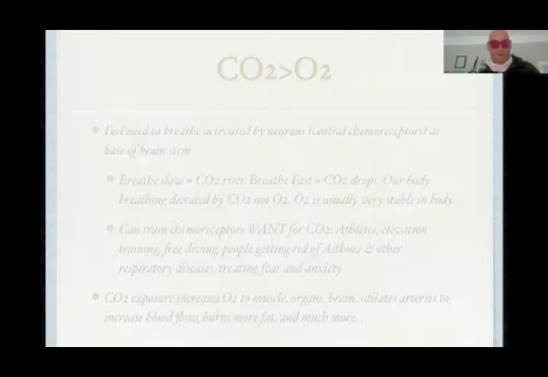Getting off subject here. So you can train your chemoreceptors for training or creating more carbon dioxide, or your ability to handle more carbon dioxide. So athletes, elevation training, free divers, people getting rid of asthma. Again, that book, Hold Your Breath, that's basically what that's for, getting rid of asthma, and other respiratory diseases, treating fear and treating anxiety. And just basic life.